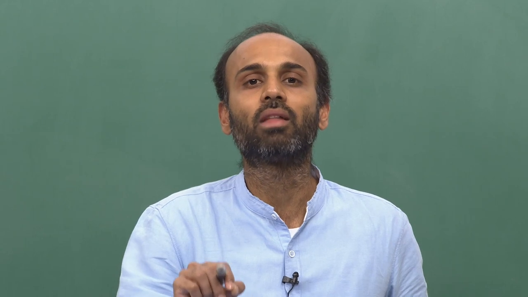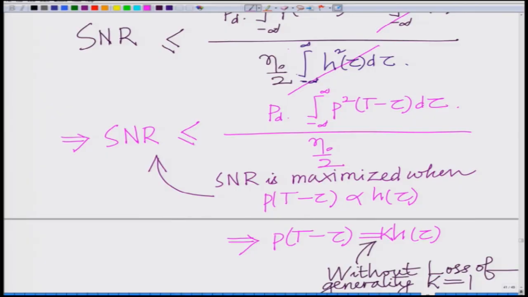In fact, this is one of the fundamental principles that govern the functioning of a digital communication system, enabling optimum processing and maximizing the signal to noise power ratio and therefore minimizing the error rate in a digital communication receiver. Now, what is the maximum SNR? You can see from here that the maximum SNR is given by this expression: P_D integral from minus infinity to infinity P square T minus tau d tau, over eta naught by 2.